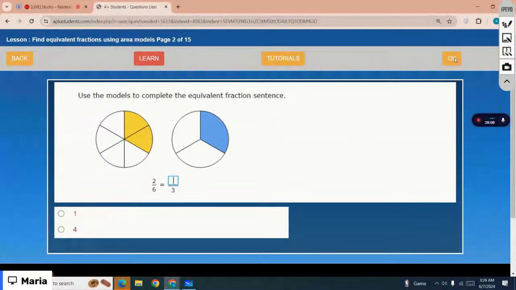Use the models to complete the equivalent fraction sentence. 2 by 6 equals.